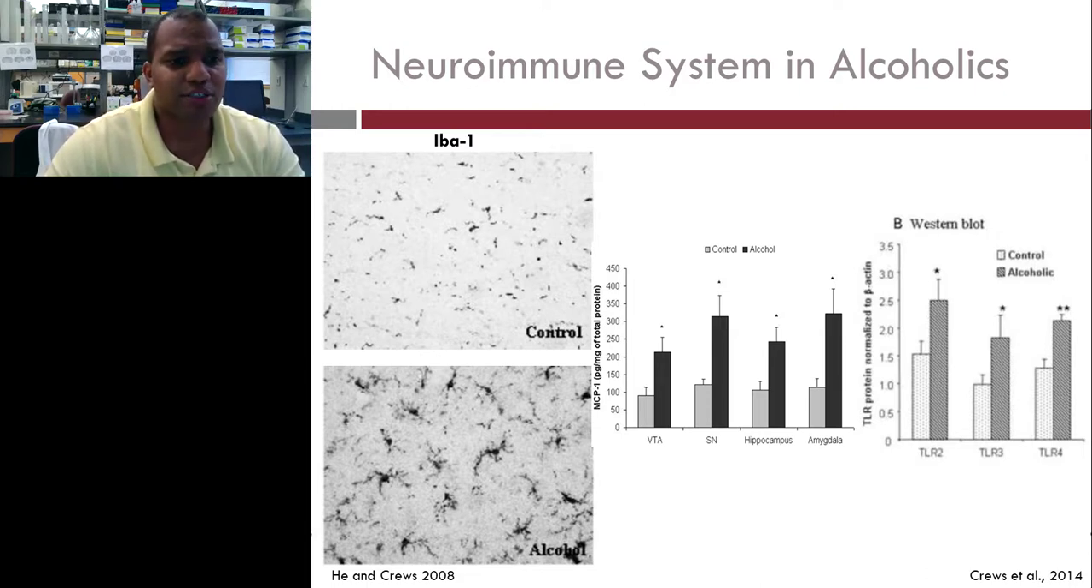And so at the top, there is a control, a more social drinker, versus at the bottom, someone post-mortem who was an alcoholic. And you can see that there are drastic changes in the microglial size. To the right, it's showing both MCP1, a chemokine associated with a neuroimmune response, as well as changes in receptors, so toll-like receptors. And you can see that comparing the controls versus an alcoholic, there's a drastic increase in the concentration of either chemokines associated with a neuroimmune response or the receptors associated with a neuroimmune response.